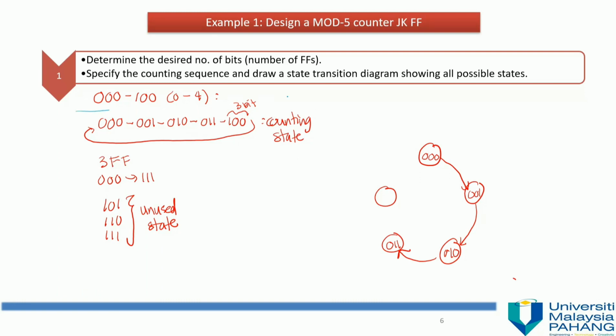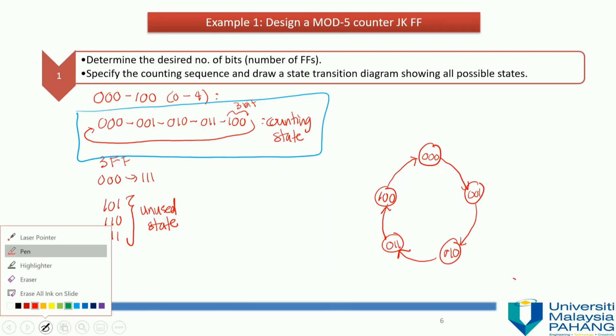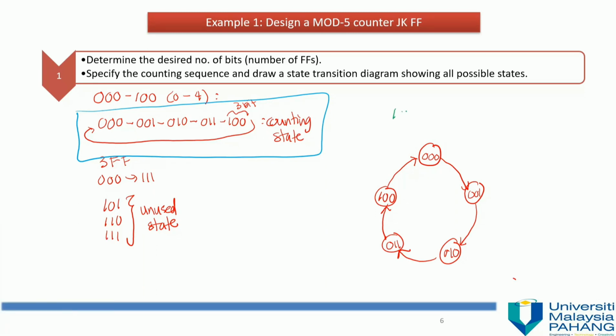We draw this state diagram by referring to the counting states. We continue. After 0,1,1 is 1,0,0. And after 1,0,0, it repeats to 0,0,0. This is the state transition diagram for the counting states. For unused states, you have to include them as well in the state transition diagram. So we draw the unused states 1,0,1, 1,1,0, and 1,1,1. These unused states you can arrange to any state you want. In this example, I set the unused states to go to 0,0,0.